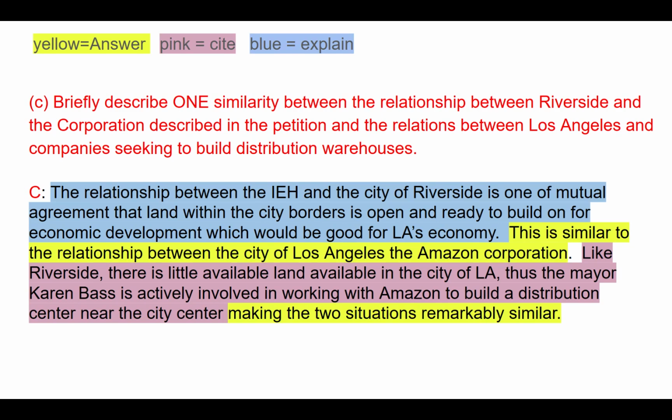I'll read the whole thing nonstop. The relationship between the IEH and the city of Riverside is one of mutual agreement that land within the city borders is open and ready to build on for the economic development, which would be good for LA's economy. This is similar to the relationship between the city of Los Angeles and the Amazon Corporation. Like Riverside, there is little available land in the city of LA. Thus, the mayor, Karen Bass, is actively involved in working with Amazon to build a distribution center near the city center, making the two situations remarkably similar.